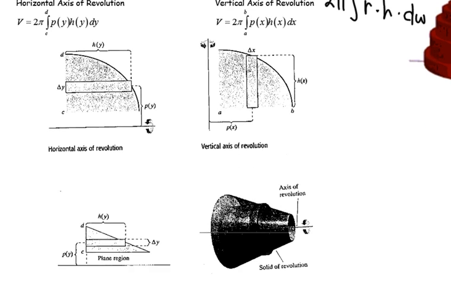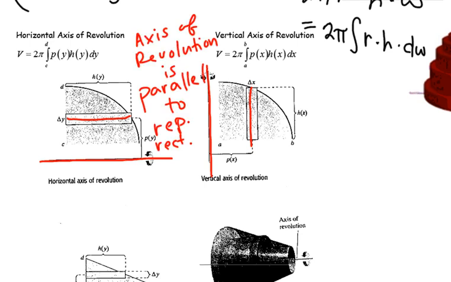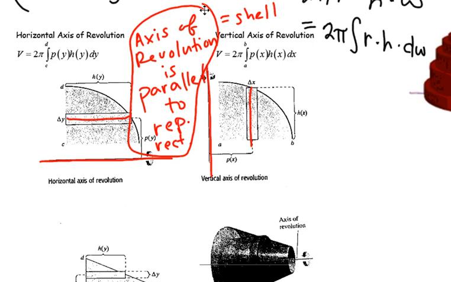Now what makes this different, how you can tell when you're going to do shell versus disc or washer, is that with disc or washer, our representative rectangle was perpendicular to the axis of revolution. But now with the shell method, if you look, here's my axis of revolution, and my representative rectangle is parallel. If those are parallel, then we're using the shell method. So again, if you want to write that down, you can write down: axis of revolution is parallel to the representative rectangle. So that means you're going to use the shell method.